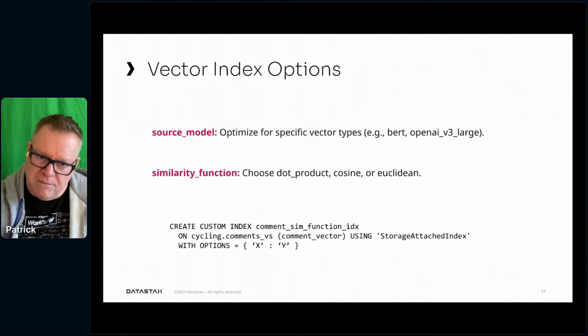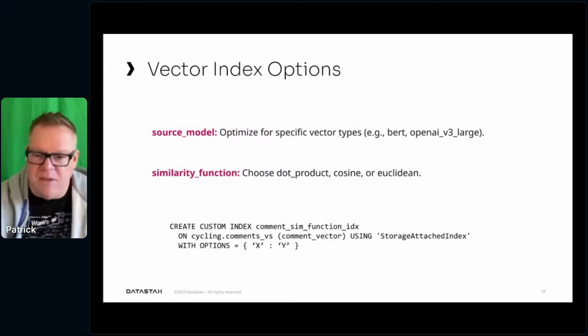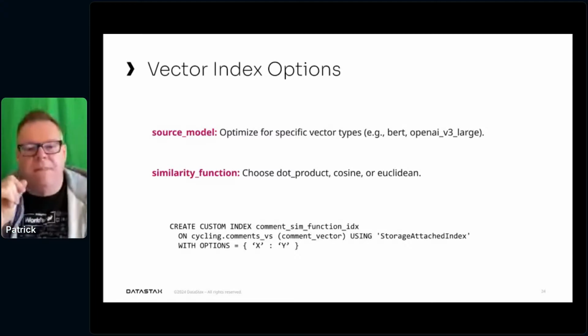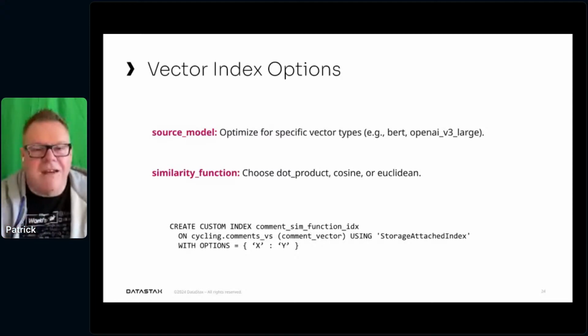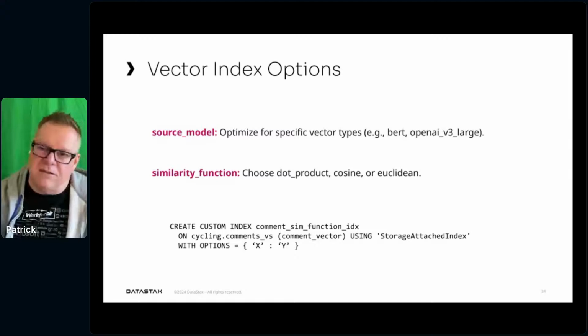First is source model, and the source model is a shortcut. It's great. If you create an index that's only built for one particular source model, like OpenAI V3 large, say for instance, all the data that you're going to do on that table is one model. Great. This is your shortcut. You create the index using that. That guarantees that everything's going to be just amazing underneath. You don't have to think about it.